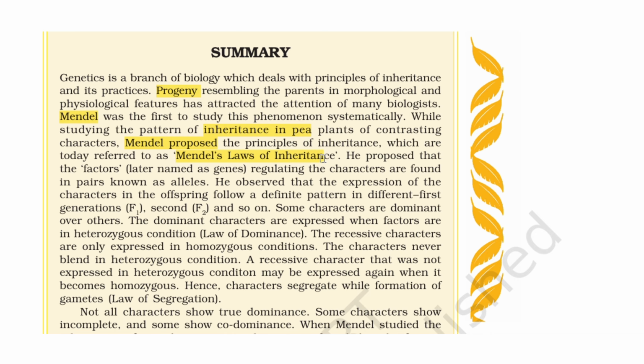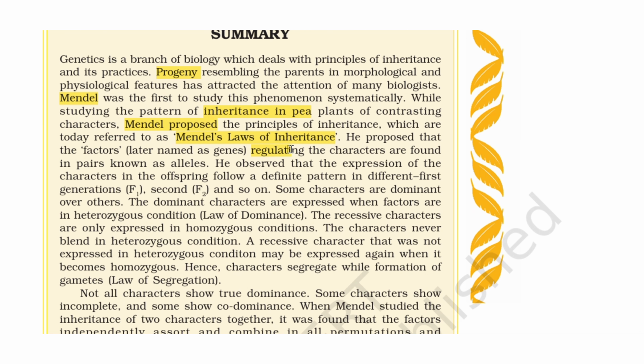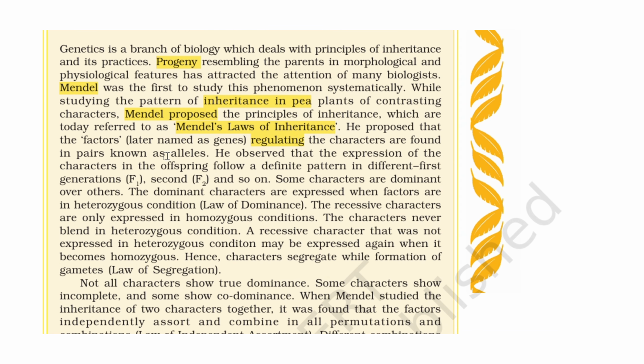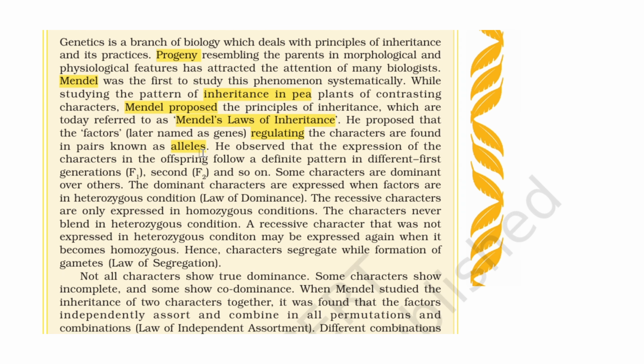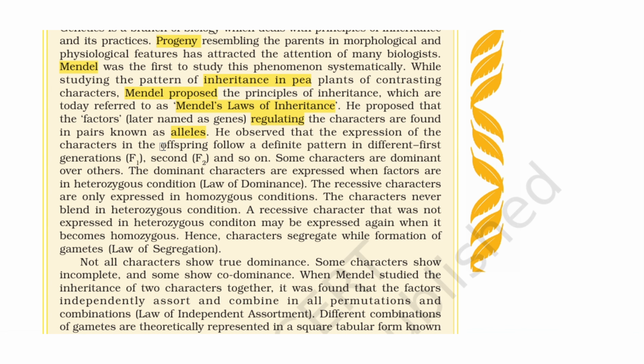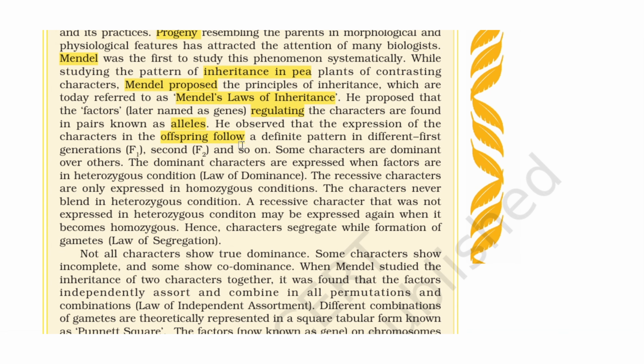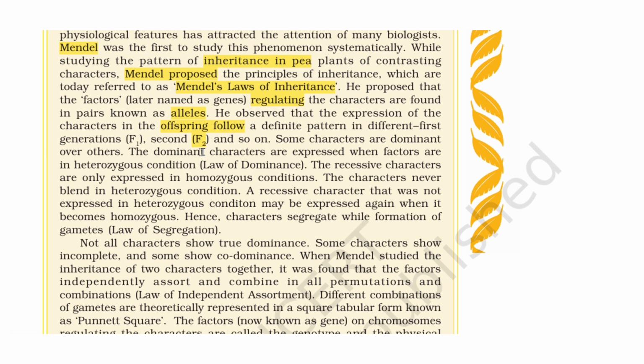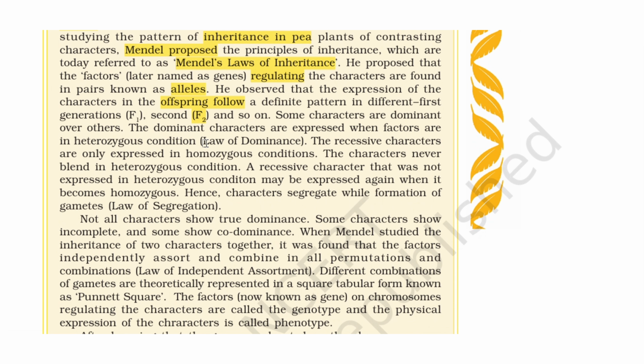He proposed that the factors, later named as genes, regulating the characters are found in pairs known as alleles. He observed that the expression of the characters in the offspring follows a definite pattern in different generations, first, F1, second, F2, and so on. Some characters are dominant over others. The dominant characters are expressed when factors are in heterozygous condition, law of dominance. The recessive characters are only expressed in homozygous conditions.